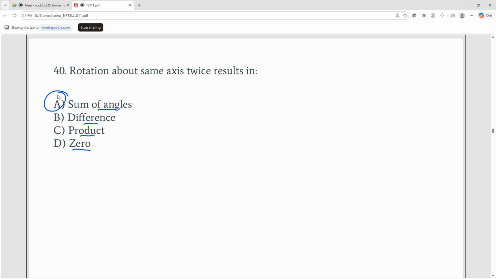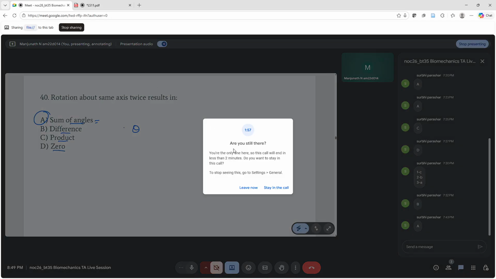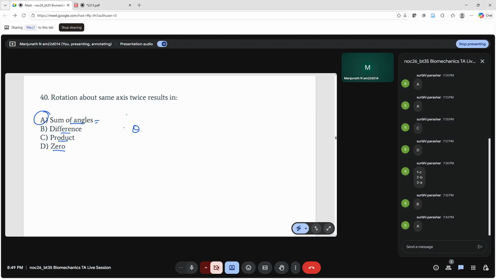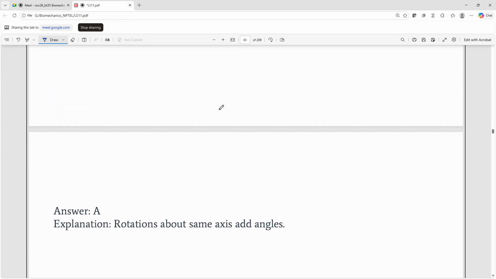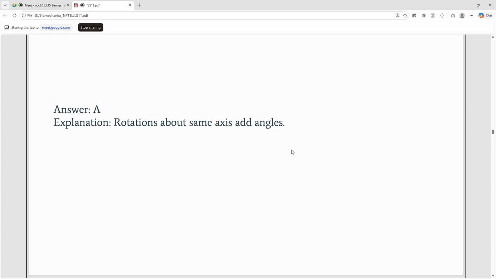Correct answer is option A, sum of angles, because we are rotating twice. Suppose the first is theta 1, then the second is theta 2, then it will be theta 1 plus theta 2. That will be the result of rotation about the same axis twice. The rotation adds the angles.